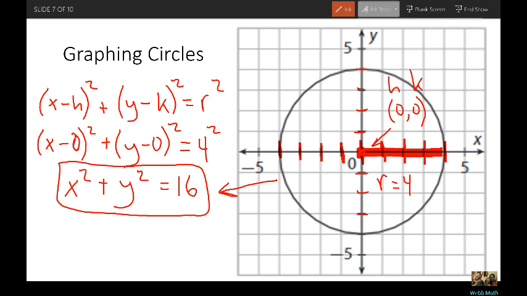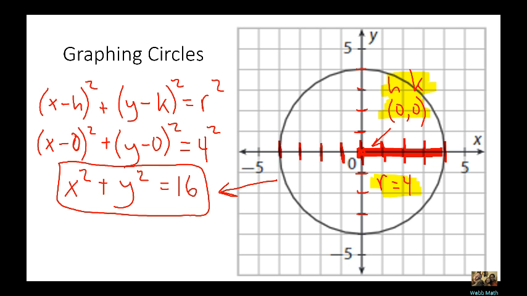Okay, so again, the biggest things to note is what's my center. Find your center. And your radius. How big is this thing? Okay.